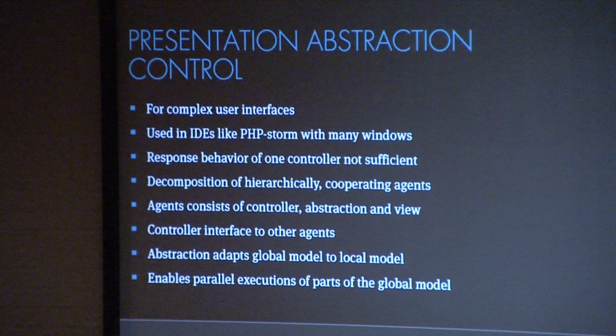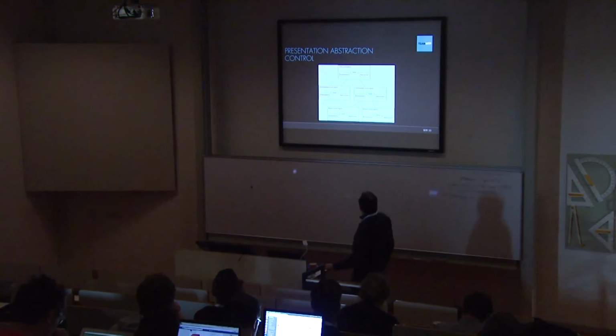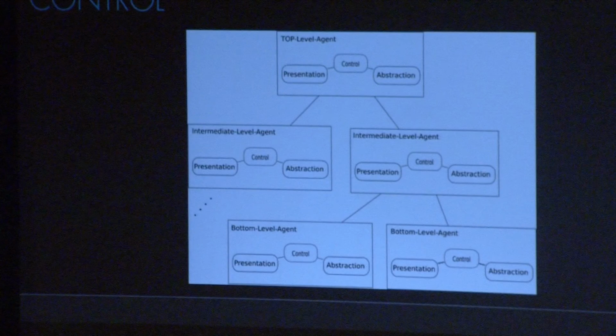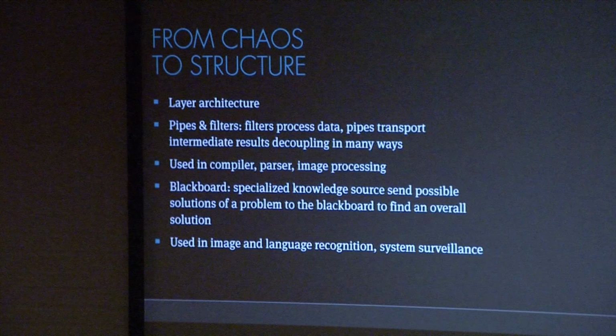I hope this is not too small. Yeah, you see it here. You have your top level agent, which consists of control, presentation, and abstraction. Then you have your intermediate agents, and then you have your bottom agents, which represent the windows. And the controller in this always communicates with the other agents. This is how it works.